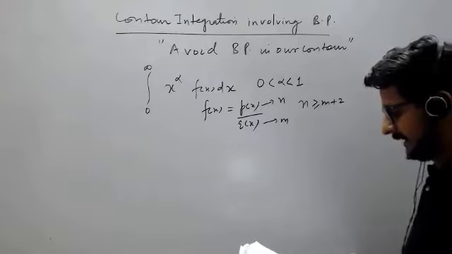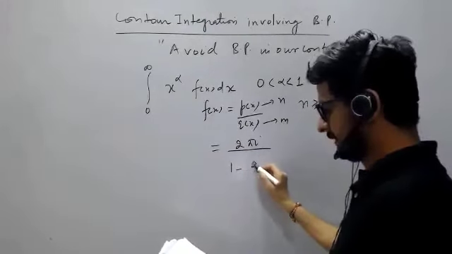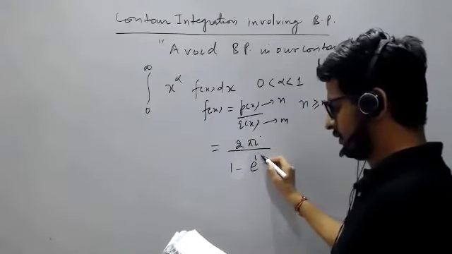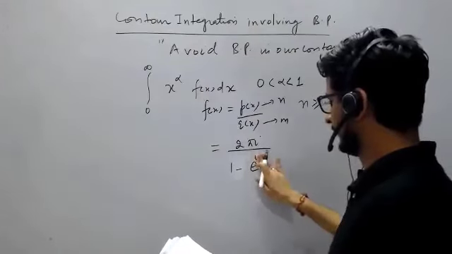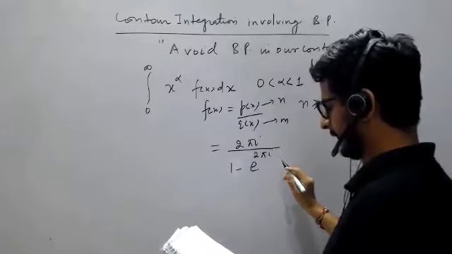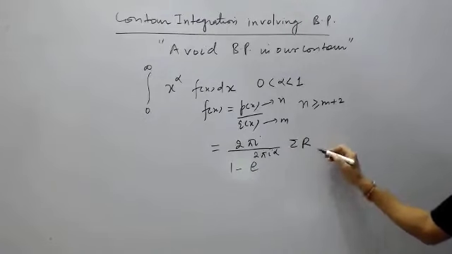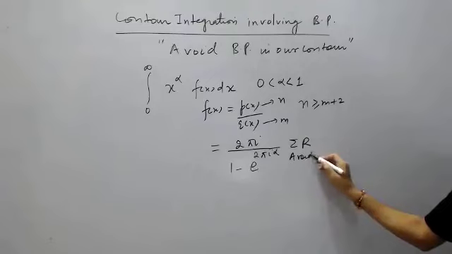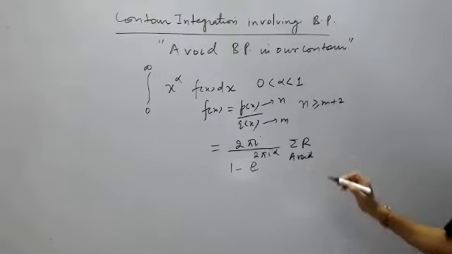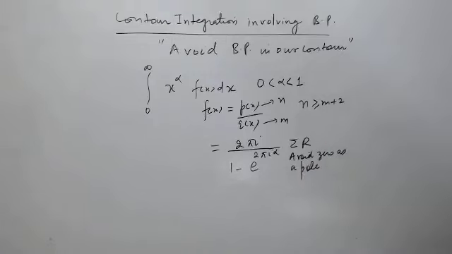Okay. If the case is like this, then this integration is given by, wait a little, I will explain it now: 2 pi i over 1 minus e to the power i 2 pi alpha, remember it like this, 2 pi i alpha, times the sum of residues, and in brackets write avoid zero as a pole. This is the theorem that we have to use.